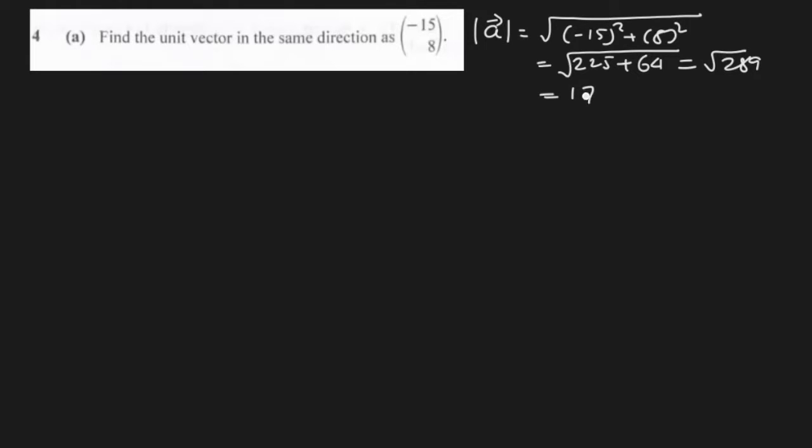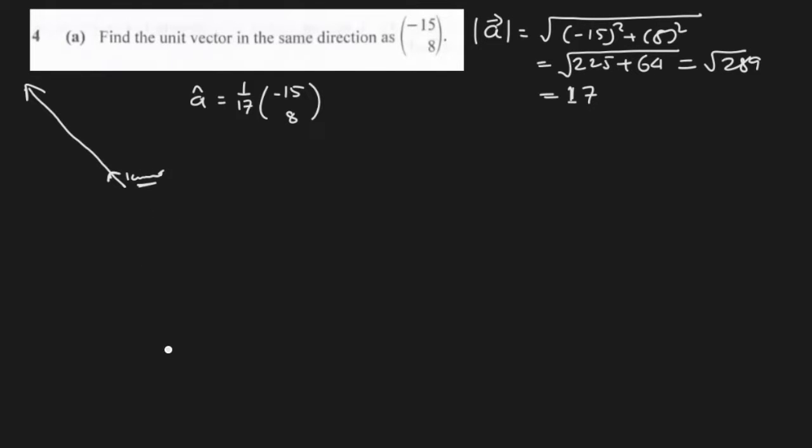So the magnitude of vector A will be the square root of 15 squared plus 8 squared. That's how we find magnitude, 225 plus 64, which is square root 289, and that is 17. 17 is the magnitude of this vector, which is negative 15 and positive 8. We want a unit vector which has length just 1 unit, while the whole length is 17 units. So basically the whole vector will be divided by 17 and we'll get this unit vector. That's what it will be, 1 over 17 times negative 15, 8. This is the unit vector.